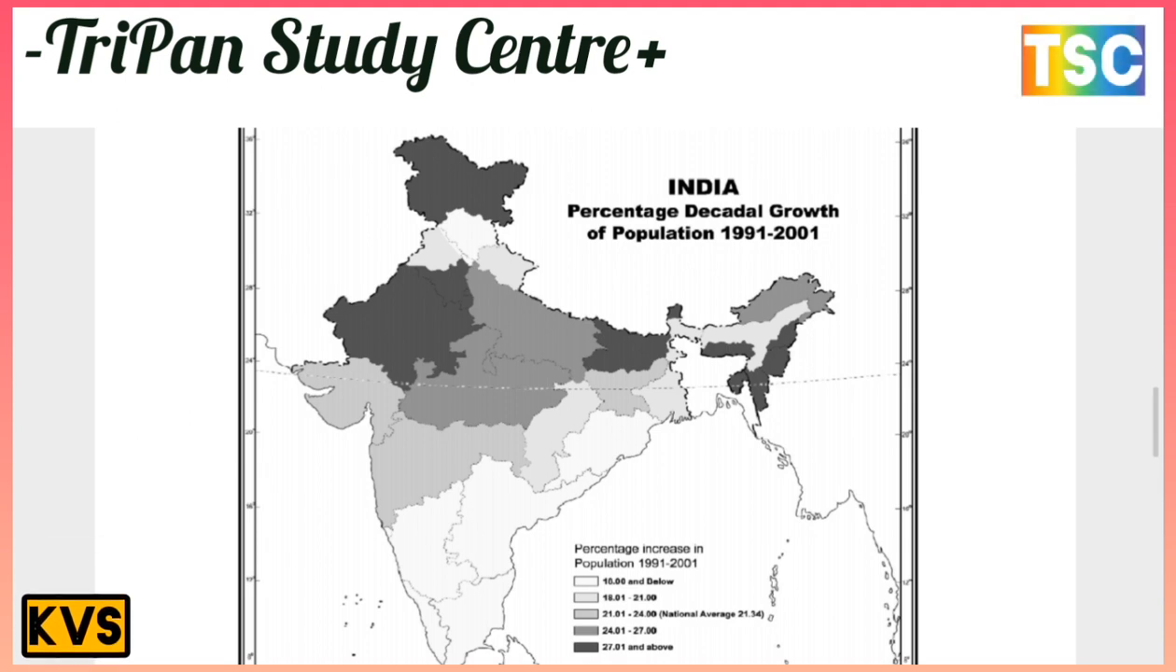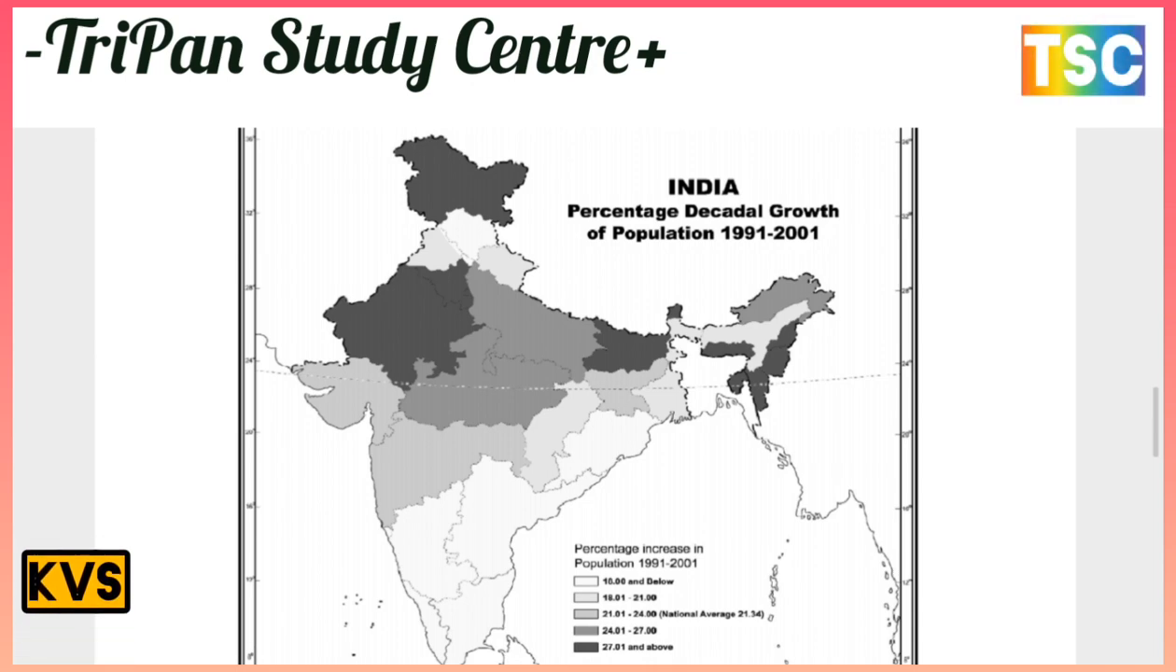A population increase in this range is mostly seen in Punjab. The percentage increase in population in Punjab is below the national average, which is 21.34. The 21 to 24% category includes the maximum area of Gujarat and Maharashtra for 1991 to 2001.